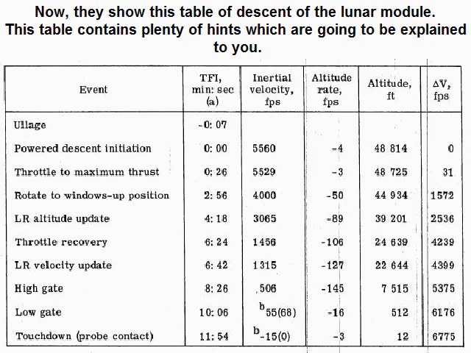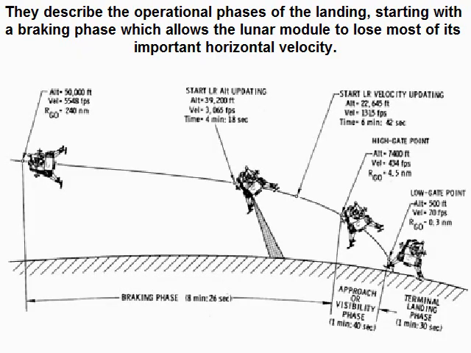Now they show this table of descent of the lunar module. This table contains plenty of hints which are going to be explained to you. They describe the operational phases of the landing, starting with the braking phase, which allows the lunar module to lose most of its important horizontal velocity.